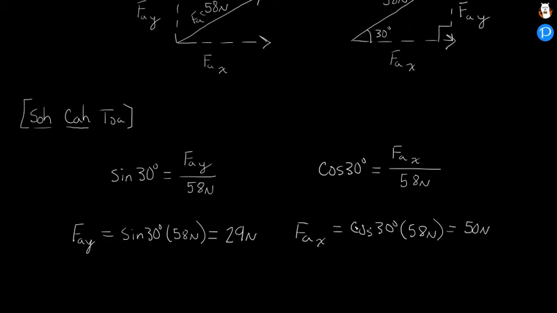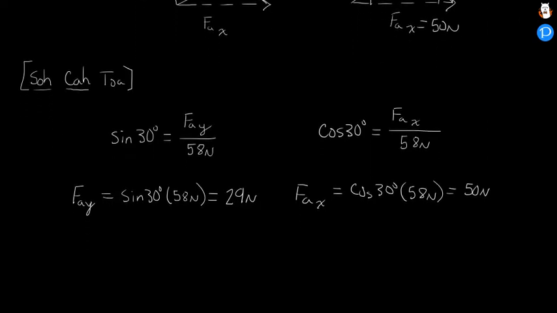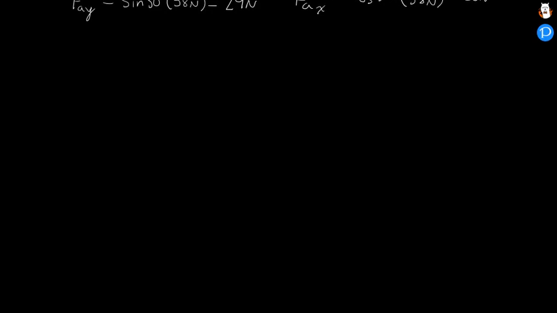newtons here. And so what that means is that if we come back up here, the sled feels 50 newtons of force in the horizontal direction and 29 newtons in the vertical direction. Those are the component forces, and the resolved force, the actual force here, is 58 newtons at 30 degrees above the horizontal.